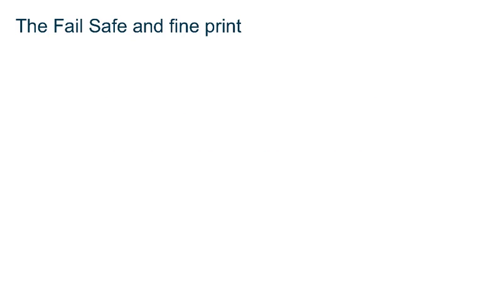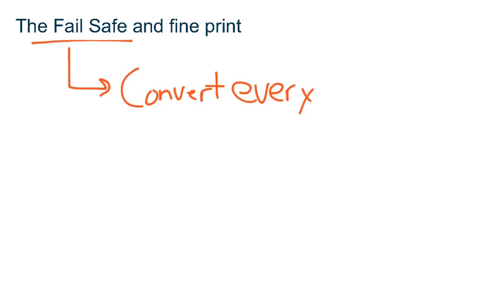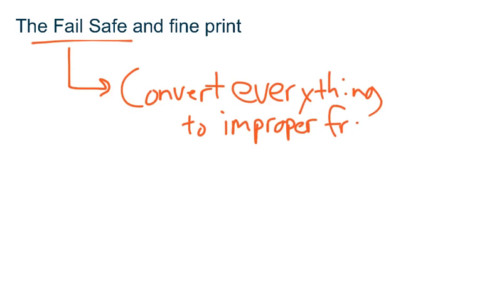So first, I want to talk about the failsafe and the fine print. The failsafe is to convert everything to improper fractions. If you do that, you cannot go wrong and everything will be just fine. All right. But there is a little bit of fine print.